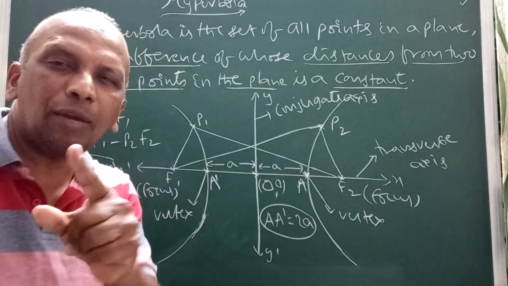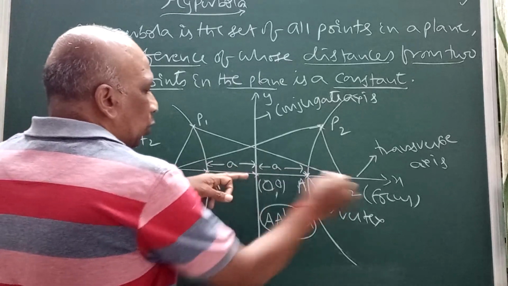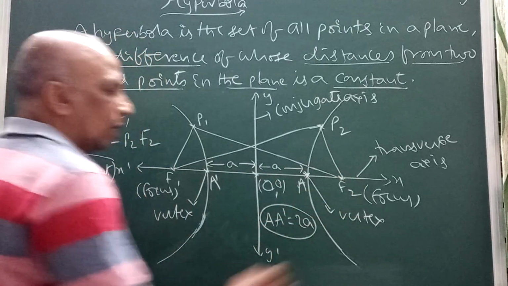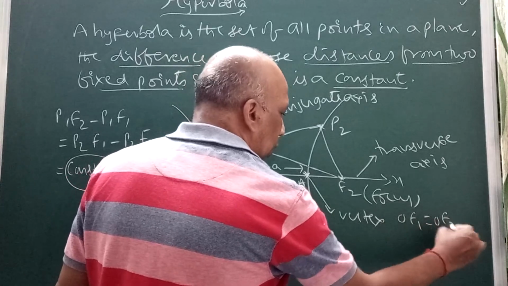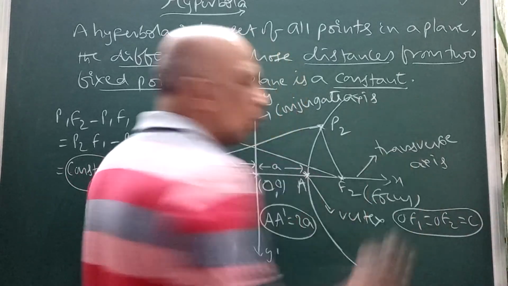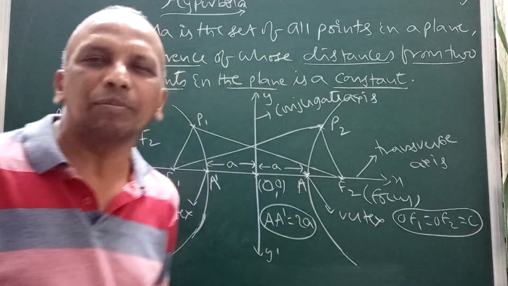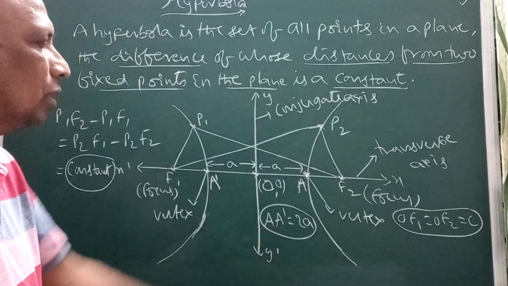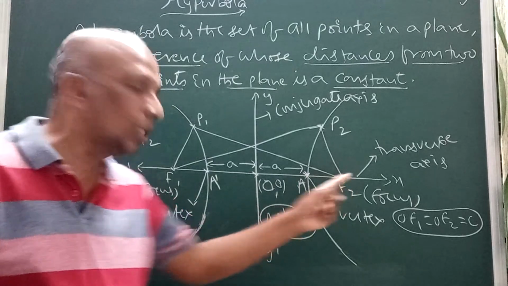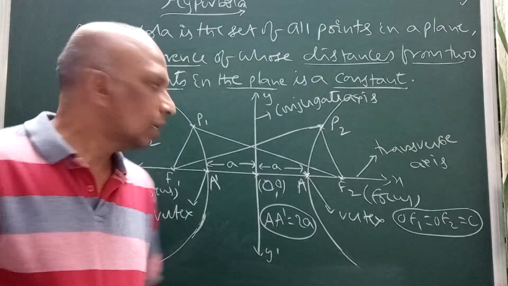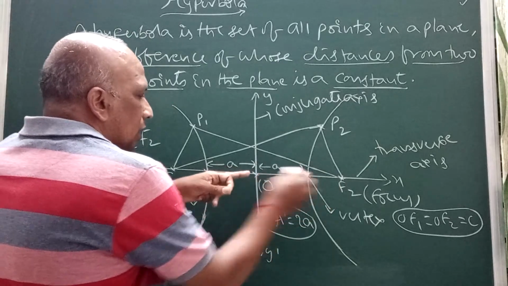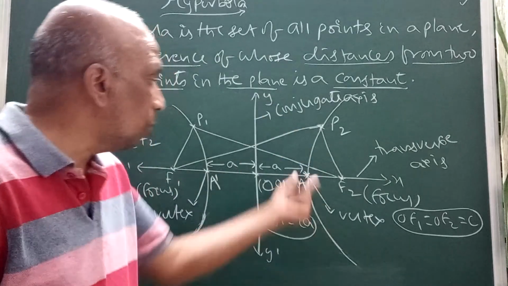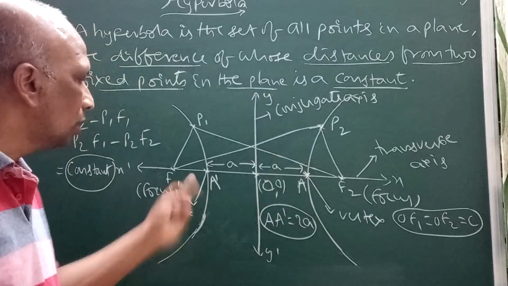At the same time, we can also discuss the center to the foci. This distance is C. OF1 is equal to OF2 is equal to C. The distance between the center and either one of the foci is the constant C. So automatically you can think the foci will be C comma 0 and minus C comma 0. Since the distance A is on the x-axis, the vertices will be A comma 0 and minus A comma 0.